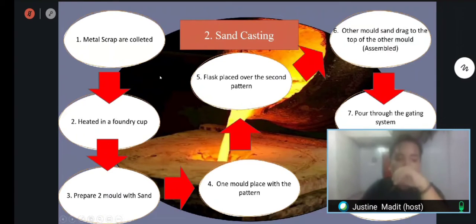After that, the metal scrap is melted and becomes molten metal. The name becomes molten metal after the metal scrap is melted. Then we pour the molten metal through the gating system. The gating system here means the empty space in the shape of the pattern. Then we wait a while until the molten metal cools and solidifies into the pattern itself. Thus we will have the pattern.